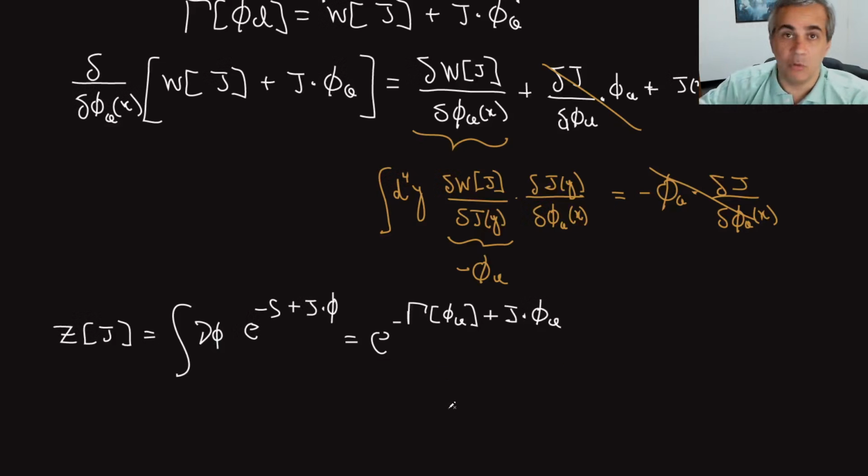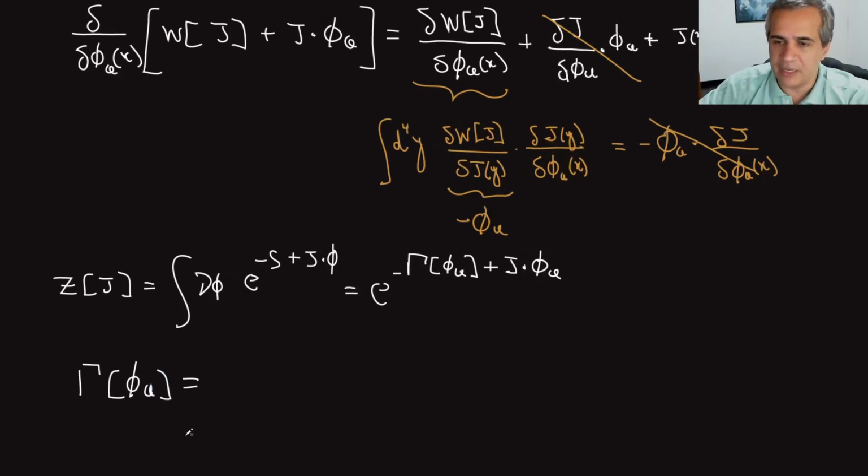Now that we understood this effective action, let's go back to our original program, which was to show that this is a generating function for the 1PI diagrams. So in order to do that, let me rewrite it as a sum over the 1PI diagrams.